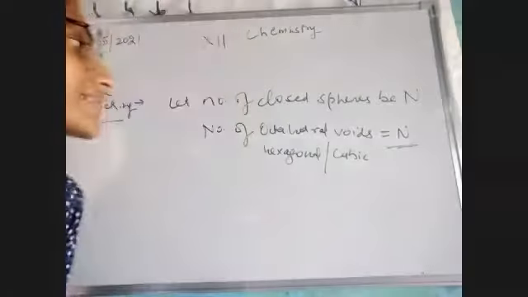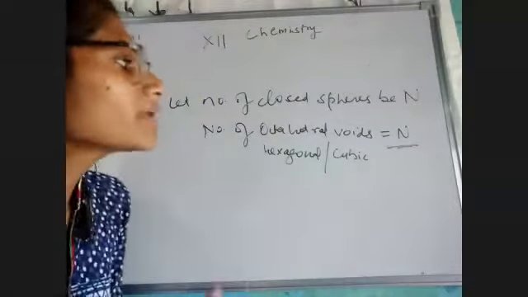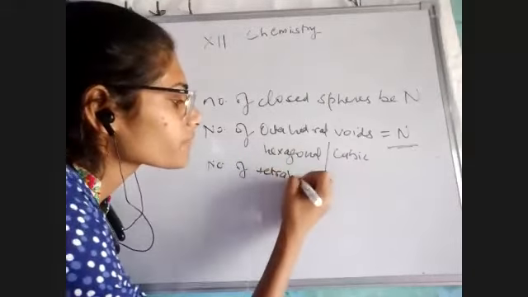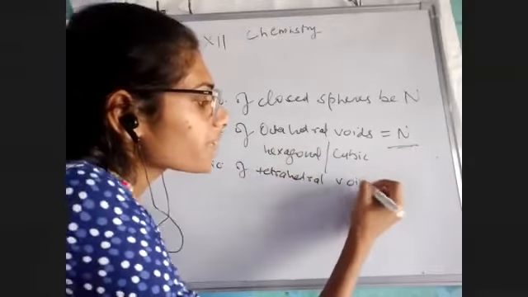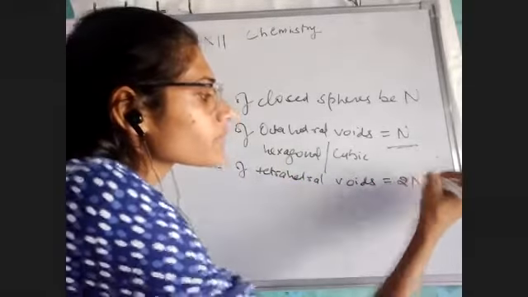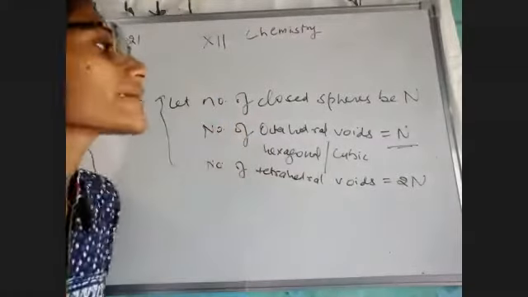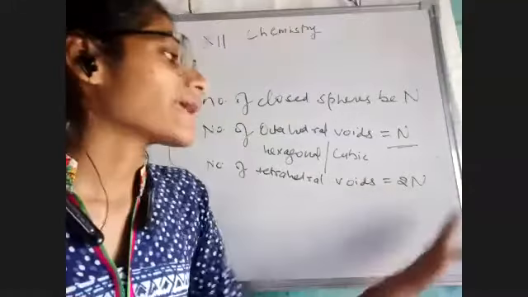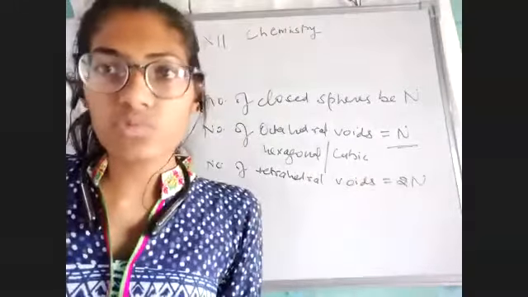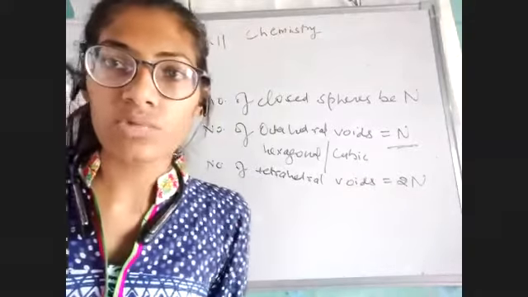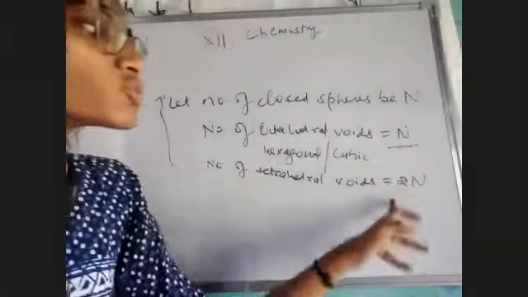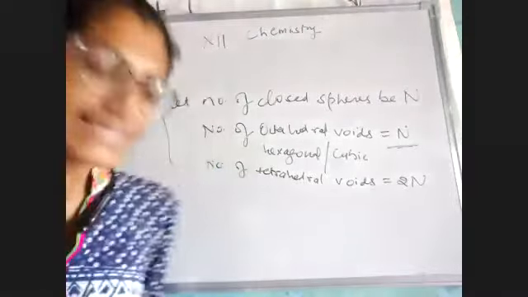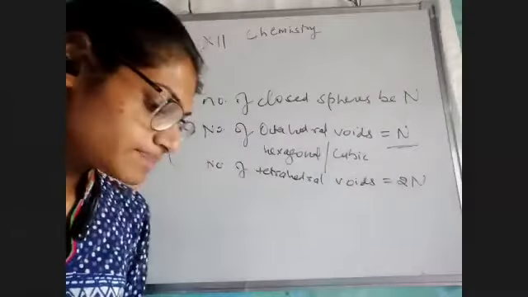Same as it is, the number of octahedral voids is n, but the number of tetrahedral voids would be equal to 2n. You have to remember this concept: if the number of close-packed spheres is n, then octahedral voids would be n, but tetrahedral voids would be twice the number of octahedral voids, so 2n. If we remember these two concepts, it will be very easy to calculate the molecular formula. Let's see a very simple numerical.